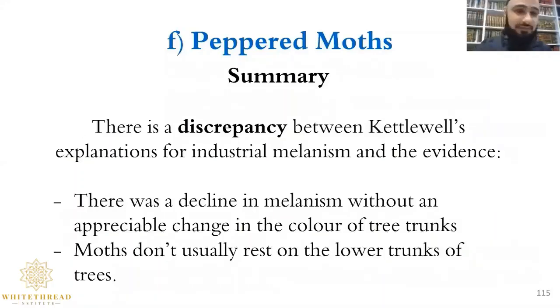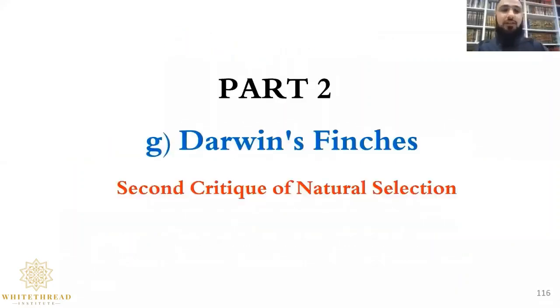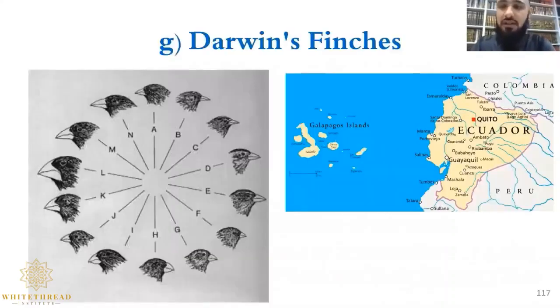So this is just a summary of that one. I won't spend too much time on this. So, the second critique, the second example: Darwin's finches. Here are Darwin's finches, which are found in the Galapagos Islands on the coast of Ecuador. And you can see there are about 15 of them with diverse beak shapes.